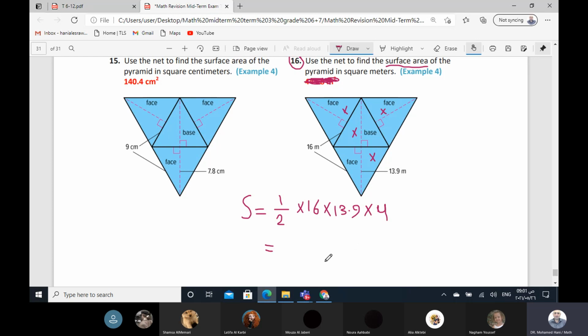Now we can calculate. Here 4 times 1, 4. 4 divided by 2 will be 2. Means we have 2 times 16 times 13.9. So the answer will be 222.4.